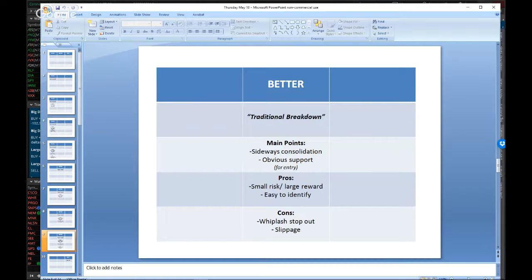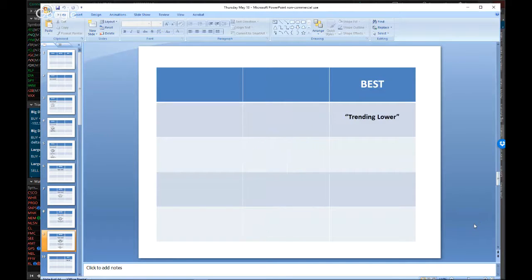So we have the good, the better. Now we're going to talk about the best strategy. And this one is for two types of traders, I'll say. The first is the newer trader. The best strategy, I think, for you to follow. The second type of trader that it's good for is a trader who's recently struggled.